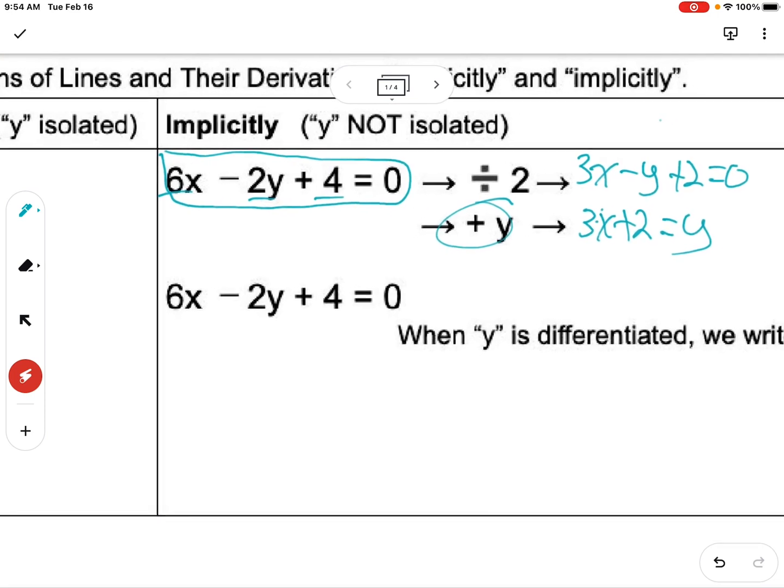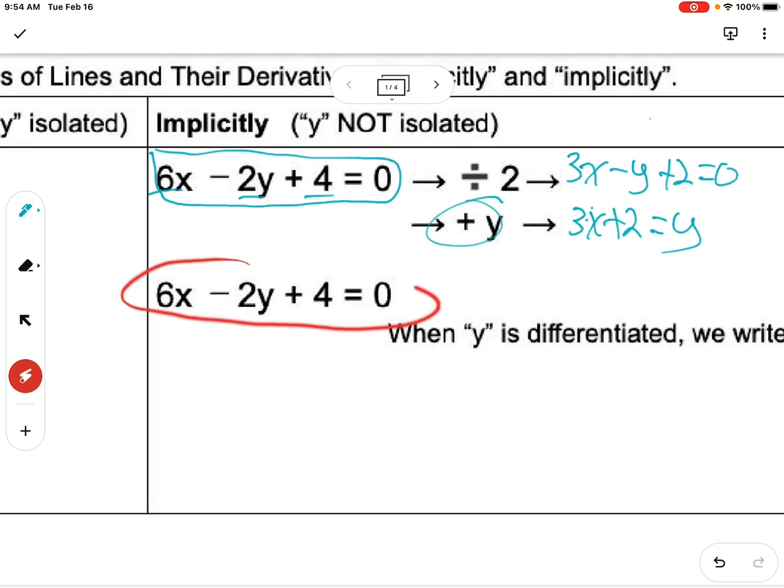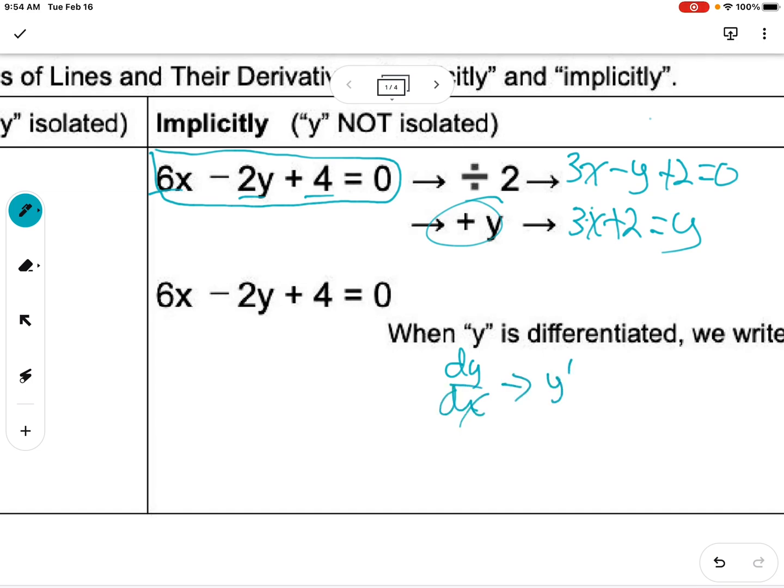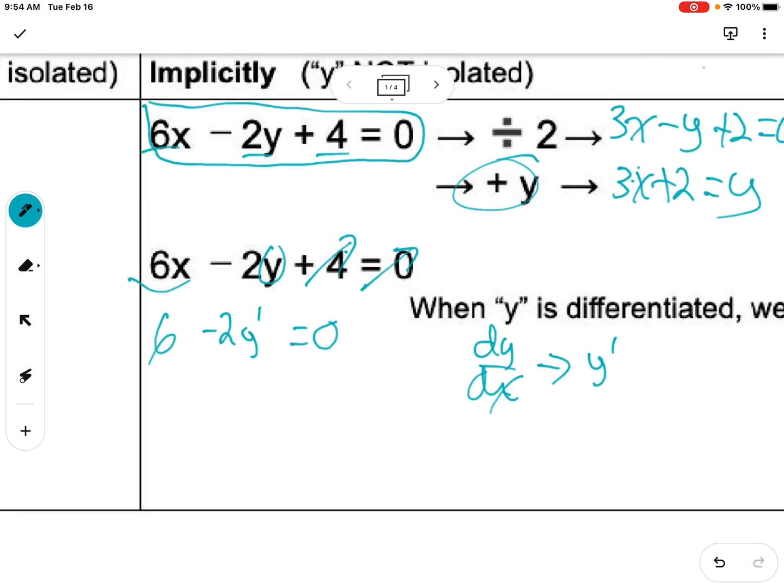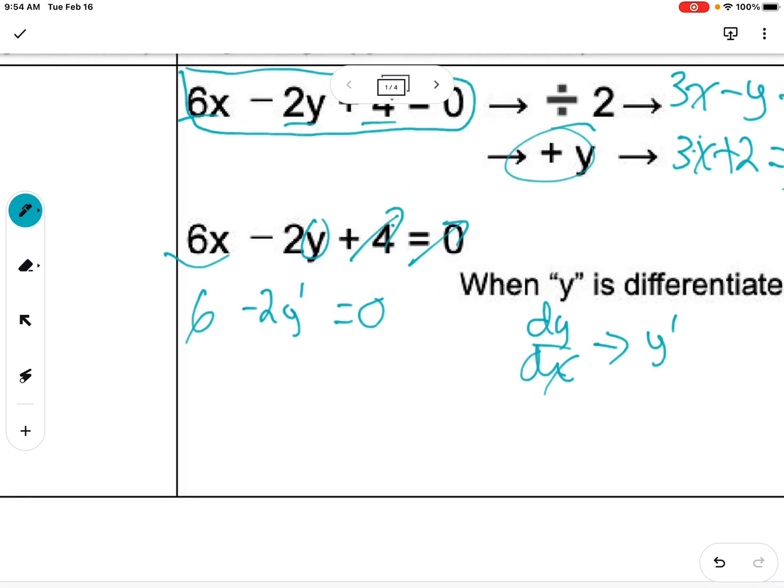So when I differentiate this in this form, I have to differentiate that y, and it's defined implicitly. So when I see a y, really what I should be writing is dy by dx. But the shortcut for that, of course, is y prime. So the derivative of 6x is 6. The derivative of y is y prime, so minus 2y prime. The derivative of 4 is 0. The derivative of 0 is 0. So that equals 0. And again, what do I do if I want to get y prime by itself?